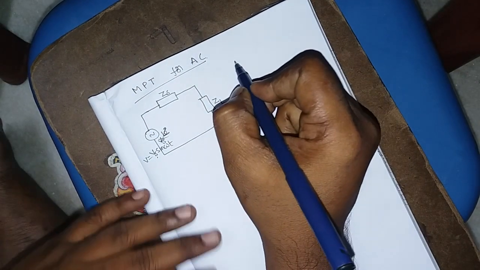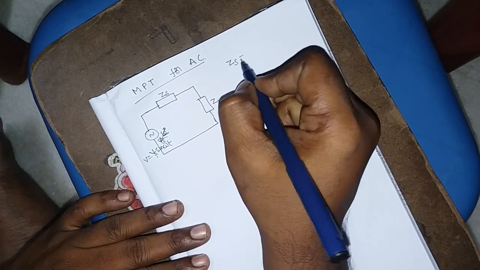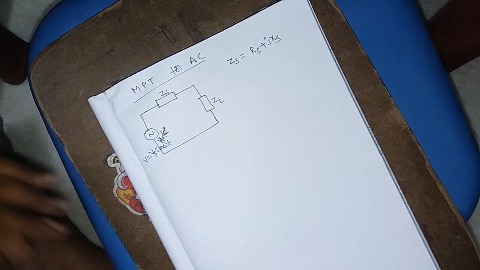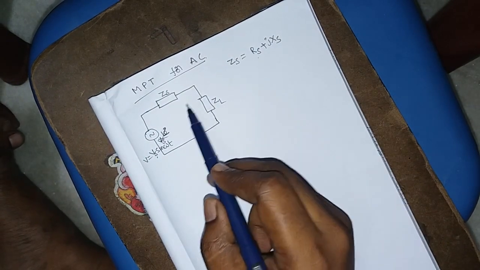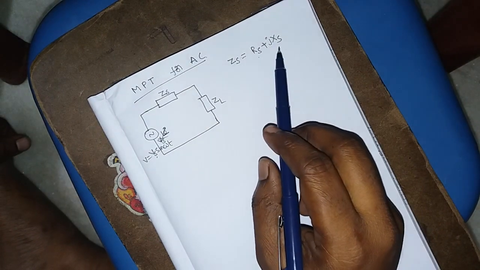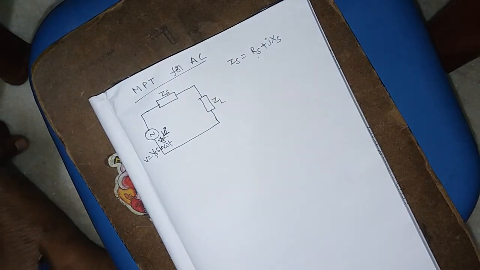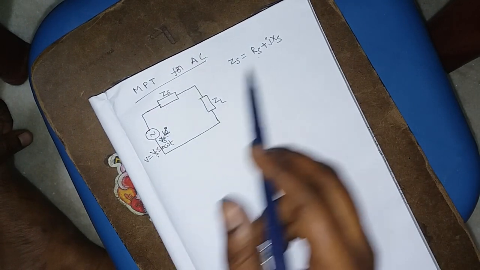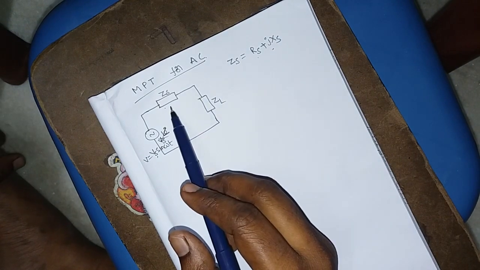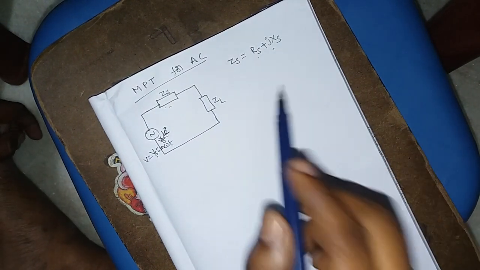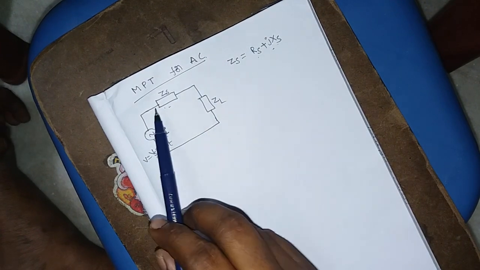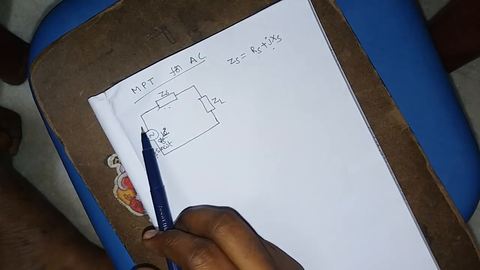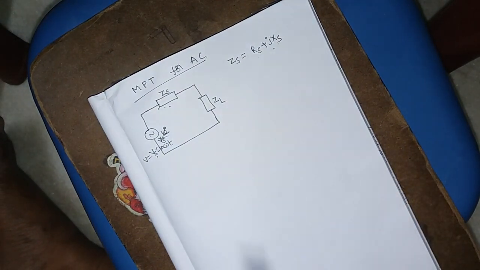Now let us assume Zs is equal to Rs plus j Xs, where Rs is the source network resistance and Xs is the source network reactance. This reactance is positive when it is inductive in nature, and negative when it is capacitive in nature. Once again, Xs is positive when we have inductance in the source, and negative when we have capacitance in the network.